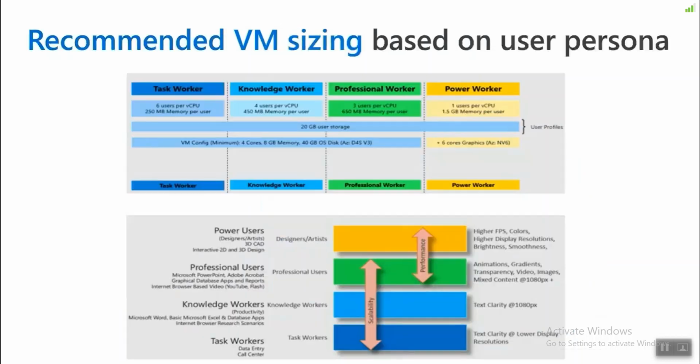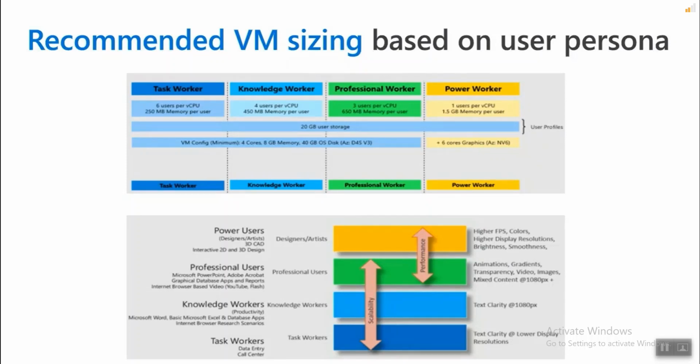The second thing I want to talk about here are the different user personas that the RDS team has come across. These are the task worker, knowledge worker, professional worker, and the power worker. Based on the kind of user persona, you're going to have a recommended VM. In our case, it is DS4, and you're going to have the specific user density per core on those VMs.